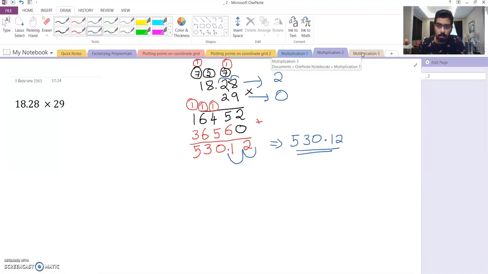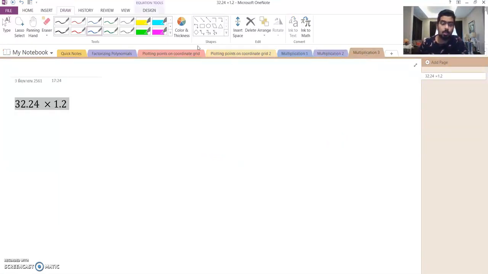Now let's do one more final question, when we also have a decimal on both the top and bottom numbers. Step number 1, we'll start by writing down the question. We have 32.24 multiplied by 1.2. Again, just forget that you have decimals here right now. We will always keep that for the last part. I find that really easy, and I think the students also find it really easy.